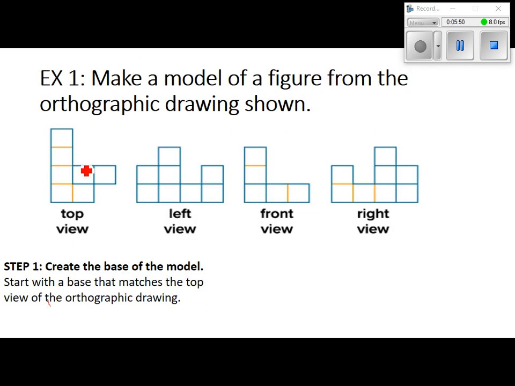So we want to make a model of the figure from the orthographic drawing shown. This is our orthographic drawing here. The first thing you're going to do is take this top view. That tells me I'm looking straight down at this object. I'm up flying in the air and I'm looking straight down at this object.